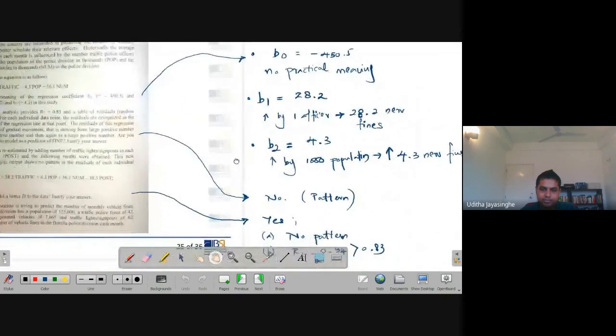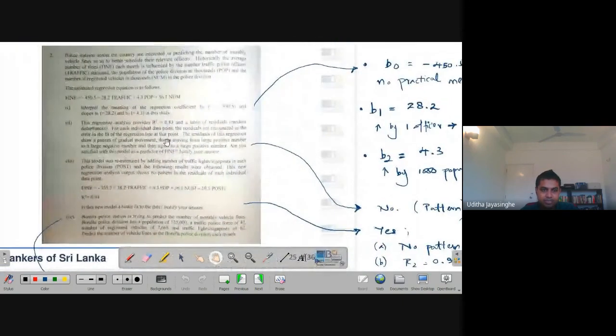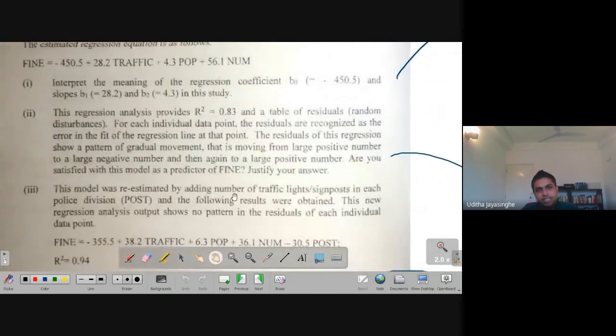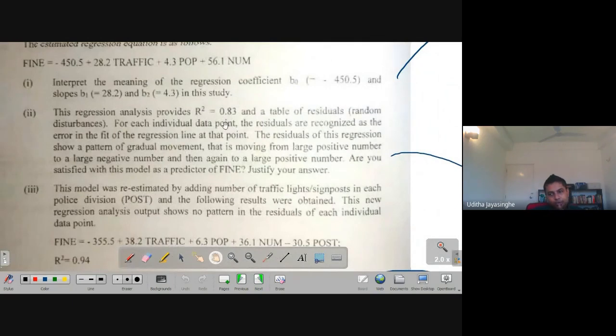These interpretations, fine. Now this second part, let me take a moment and explain why this is the question that I showed you. See, this regression analysis provides an R square of 0.83 and a table of residuals, a random distribution. For each individual data point, the residuals are recognized as the error in the fit of the regression line at the point. The residuals of this regression show a pattern of gradual movement. Now, this is the problem point. That is moving from a large positive number to a large negative number and then again to a large positive number. See, it's a pattern, not linear, but a pattern.